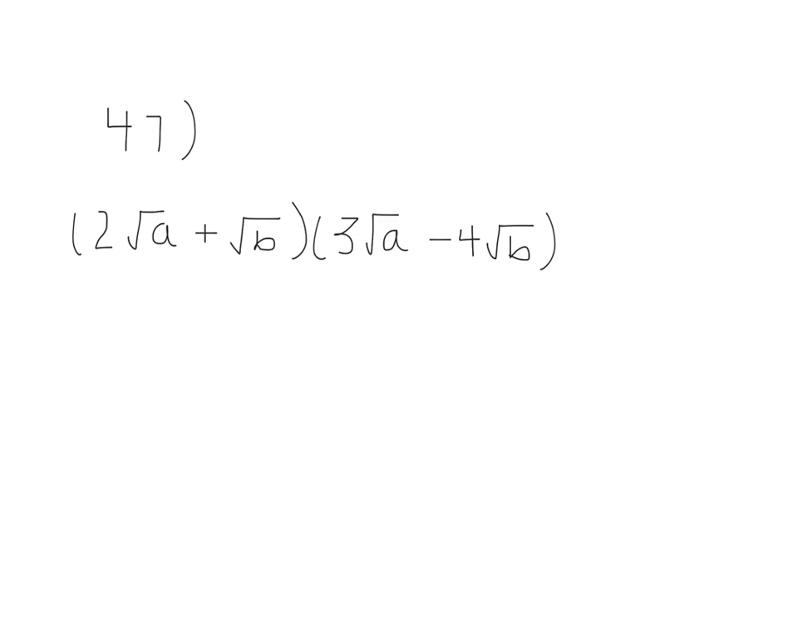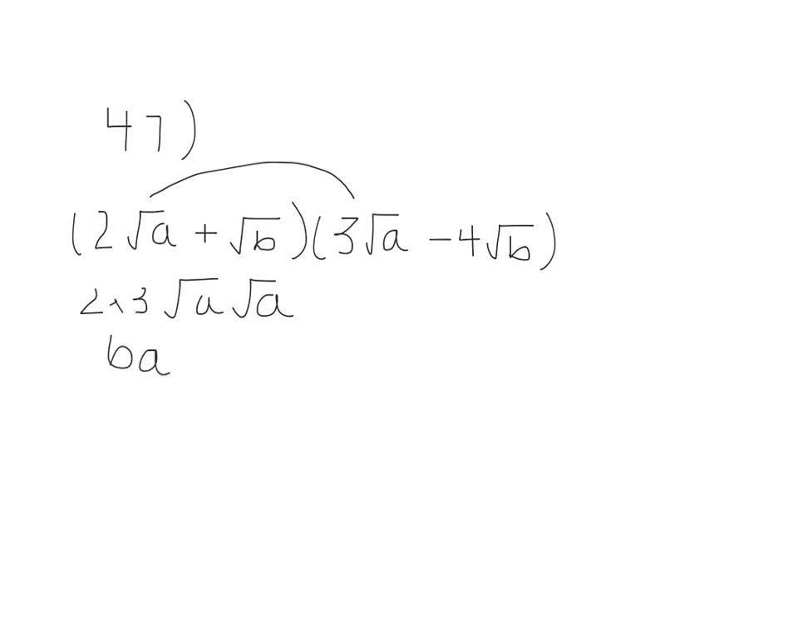This is number 47 in our chapter review for chapter 5, where we're asked to multiply and simplify. And so obviously in number 47 we have a binomial being multiplied by a binomial, so that means we have to FOIL. So we have to take first times first. Well, 2 root a times 3 root a would be 2 times 3 times root a times root a. And 2 times 3 is 6, and root a times root a is a.